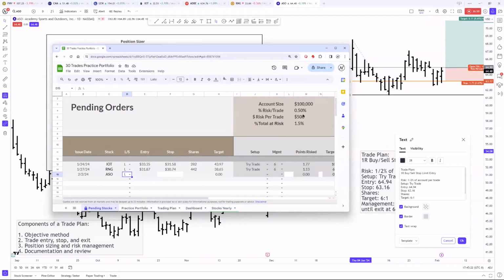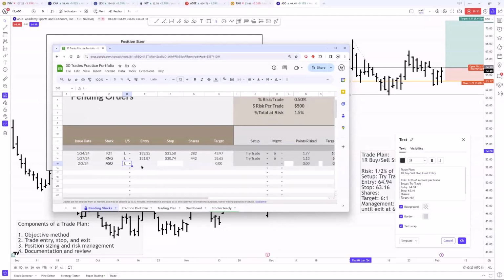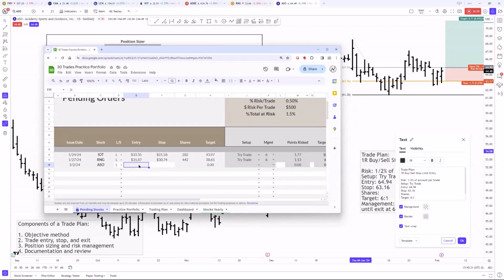So you see everything's already set here. I know my entry. I'll double check things, 64.94. I know my stop, 63.16. Could there be better entries and better stops? I'm sure there are. But simple and consistent is superior or more effective than something technically superior. So that tells me 281 shares. I'm risking 1.78 points, divided into my $500 per trade, which will give me my share amount.